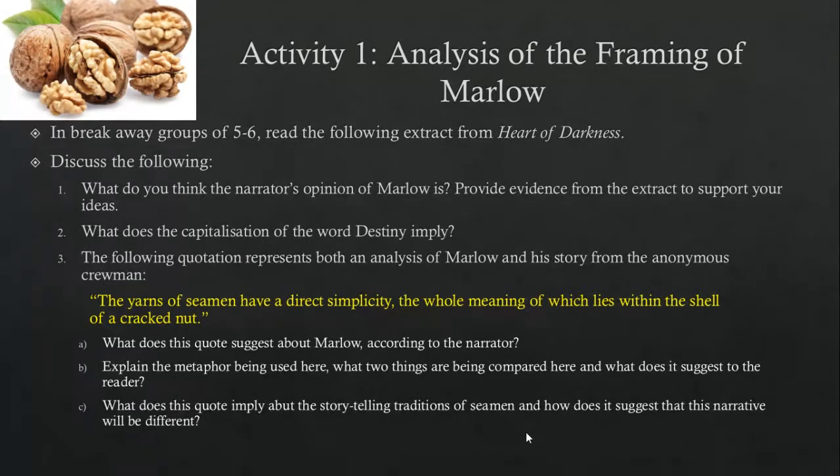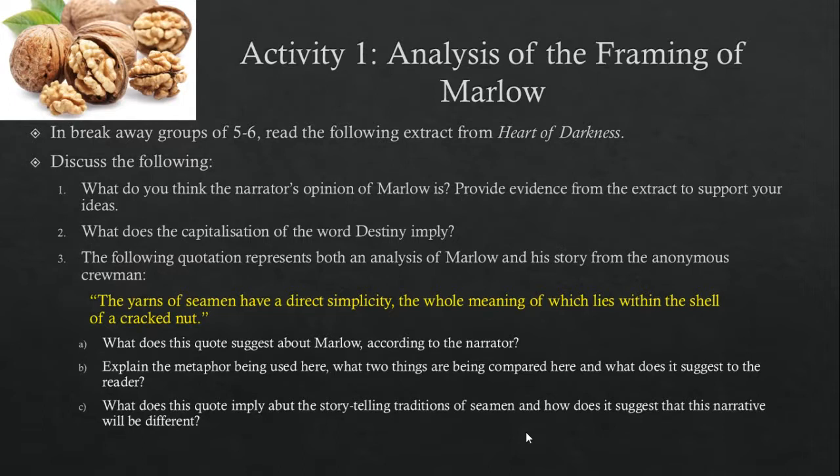So the first question is: what do you think is the narrator's opinion of Marlow, and provide evidence for this? What does the capitalization of the word destiny imply? Think back to the Romantic and Renaissance poems that you did in first year. Then the following quotation represents both the analysis of Marlow and the story from the anonymous crewman: the yarns of the seaman have a direct simplicity, the whole meaning of which lies within the shell of a cracked nut. I want you to break this down.